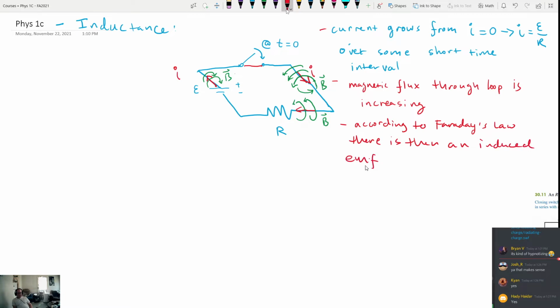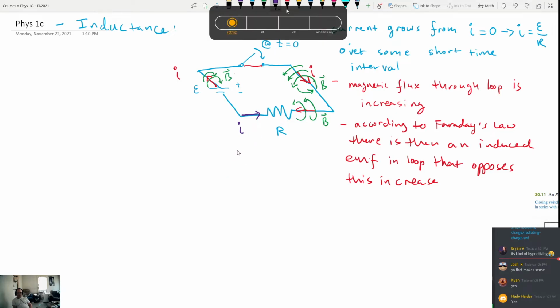There's going to be an induced EMF in the loop that opposes this change. So in order to have an induced EMF that is going to oppose this change, it is going to have a direction opposite to the current, right? So on here in a different color, maybe this color here, we're going to say there is going to be an induced EMF, sometimes referred to as a back EMF, or an induced current.